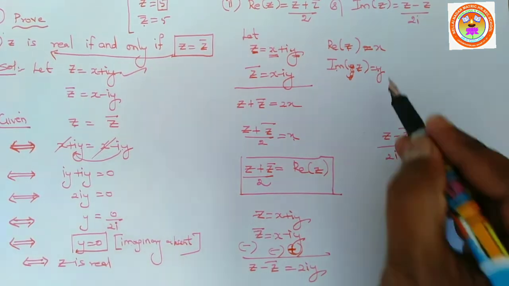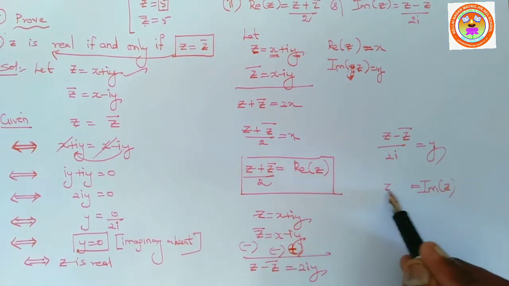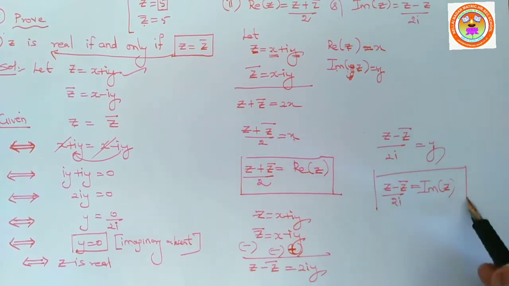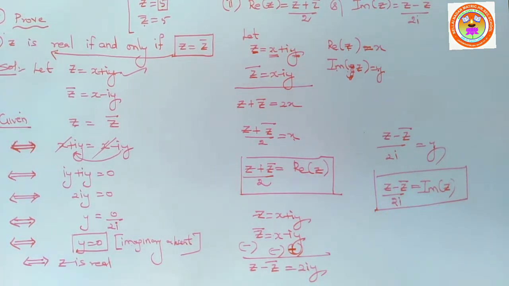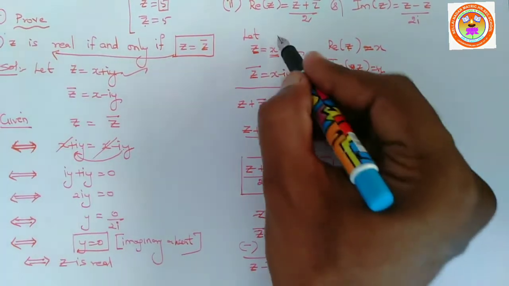What is y? Y is nothing but the imaginary part of z. Imaginary part of z is nothing but z minus z bar divided by 2i. So this is the second part of the second subdivision. So very easy. We just need to add, we need to subtract. This is adding.